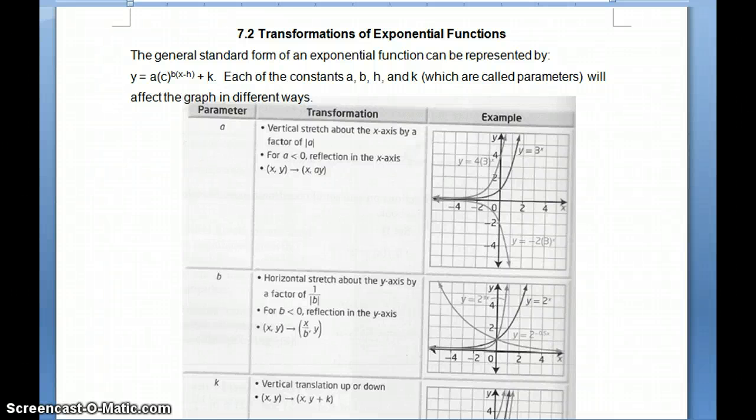Hey ladies, so today we are doing section 7.2, and what we're going to be looking at, we're finally getting there, is transformations of exponential functions.